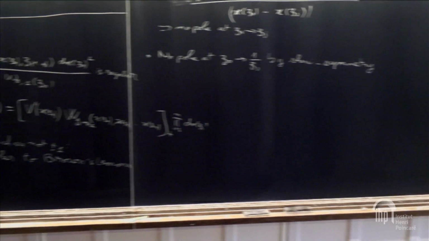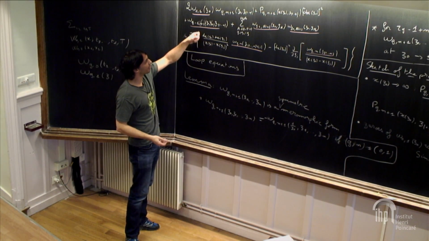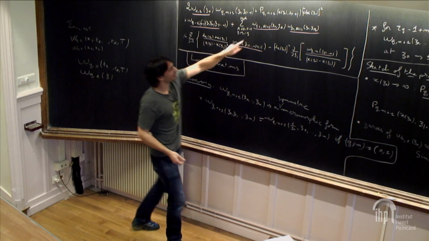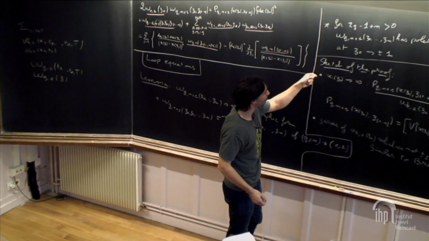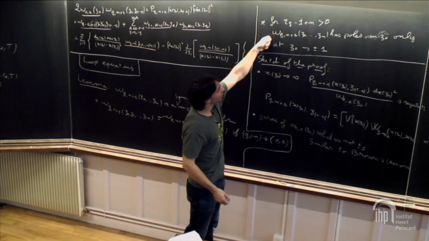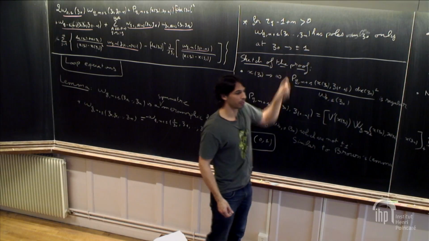Now, can I have any other singularity? If you look at it, you will see that by induction, it cannot have any other singularity, because all these guys are already known. By the induction hypothesis, I just have poles when z goes to plus and minus 1.